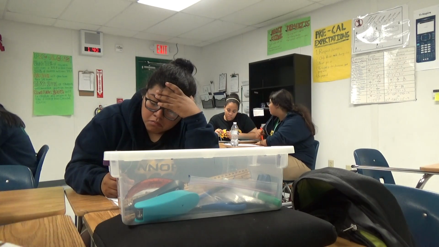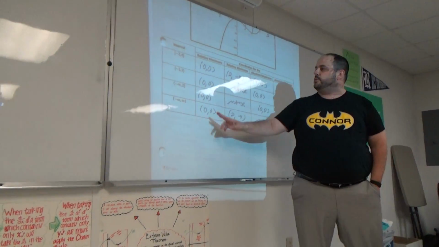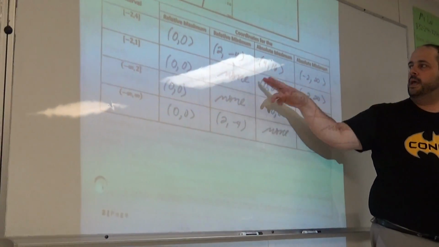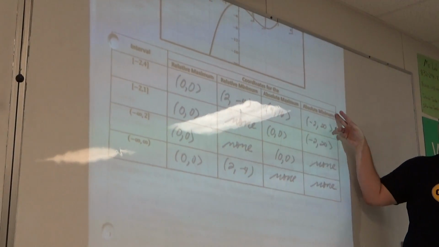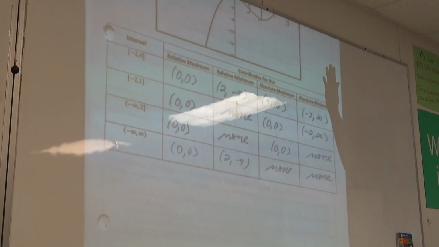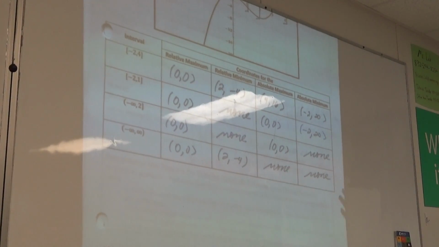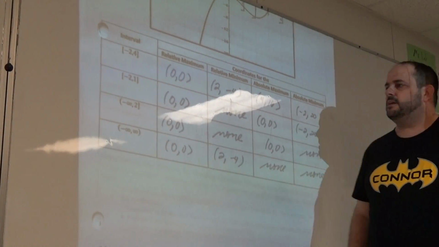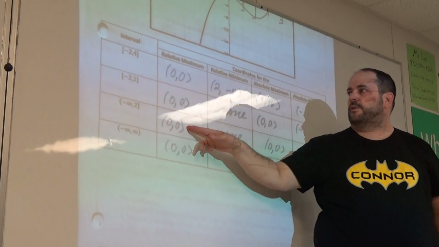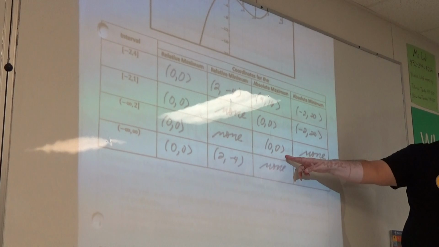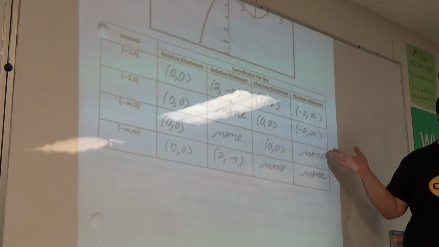Alright, let's see. Second row, on the interval -2 to 1, you've got a relative minimum at 0, 0. You have no relative minimum. You have an absolute max at 0, 0, and an absolute min at -2, 20. How many of you get the whole row right? We're pretty right. This should just be very basic definitions. Okay, on the open interval negative infinity to 2, relative max at 0, 0, there is no relative min. Absolute max at 0, 0, no absolute minimum.